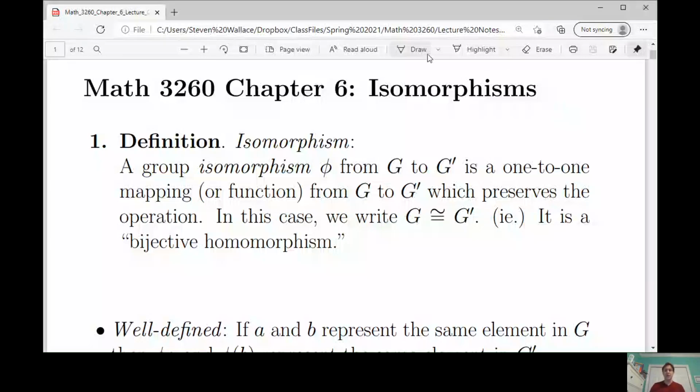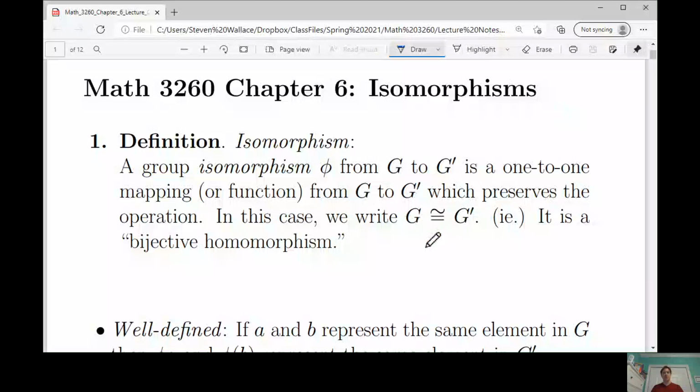Okay, so Chapter 6 is all about something called an isomorphism. A group isomorphism is basically the way that we think of equivalence of groups. Two groups are isomorphic means they're essentially equal in all ways that are important in group theory. The definition is basically that you can take the Cayley operation table for one and relabel it so that it is the Cayley operation table for the other one.